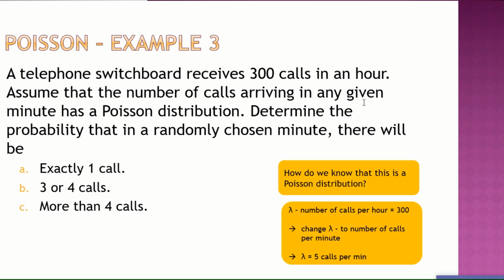Assume that the number of calls arriving in any given minute. This is what you need to highlight. They gave you calls in an hour, but they want it in any given minute. So this is what I need you to highlight as a Poisson distribution. Now they gave you in an hour, they want in a minute, so you need to convert it. Determine the probability that in a randomly chosen minute there will be exactly one call.